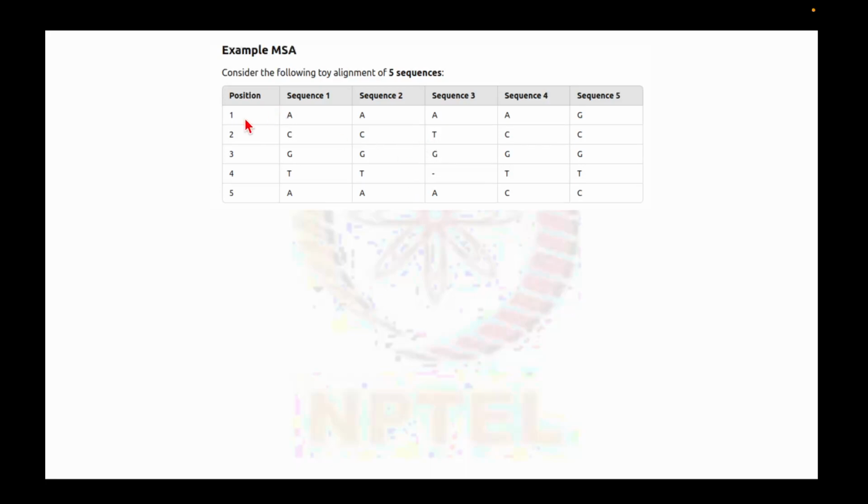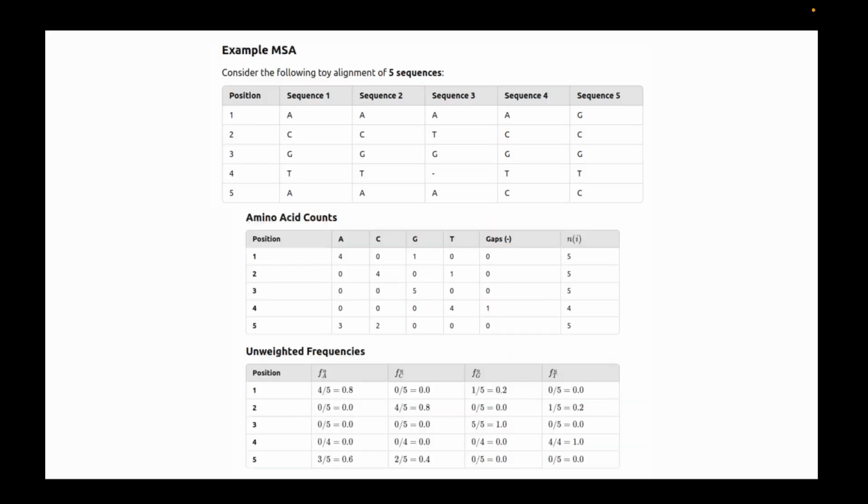So at position 1, let's count the repeats of the nucleotides. At position 1 we have 4 A, 0 C, 1 G and T, and gaps are 0, but the total number of aligned positions is counted without gaps. So gaps are not considered in aligned positions here. So we have 5 aligned positions. Similarly for all the remaining positions, the counts have been made.